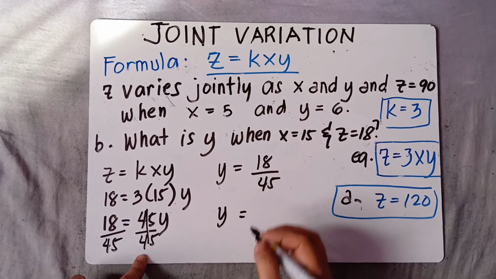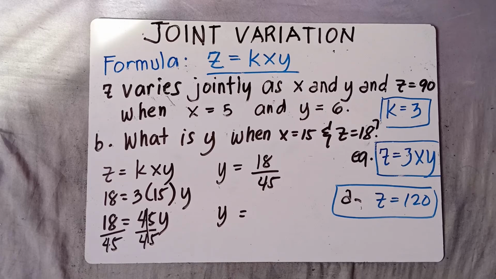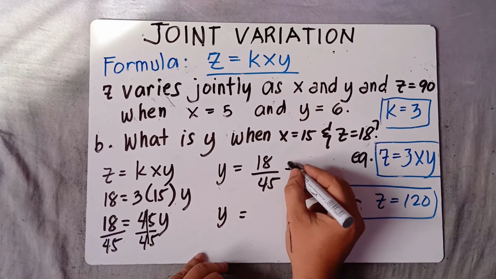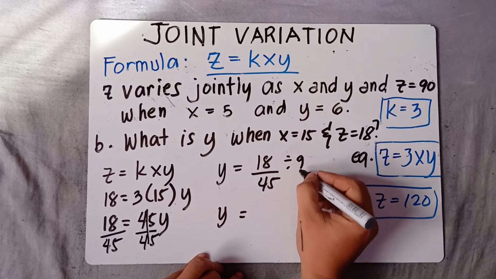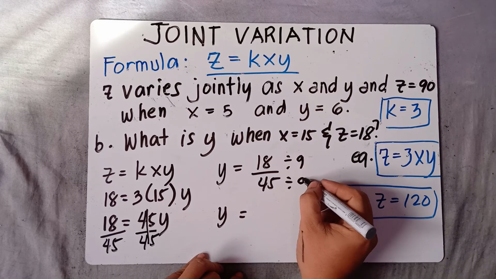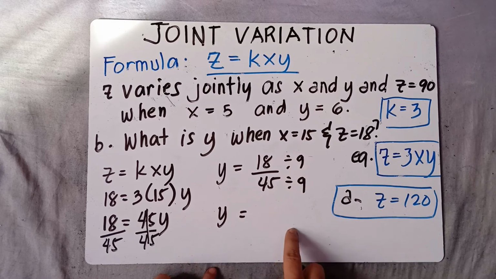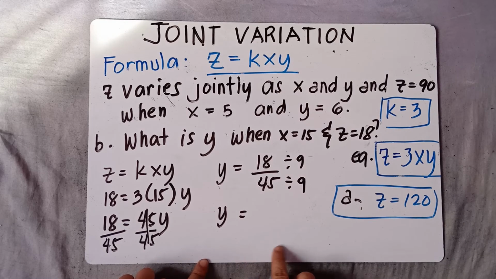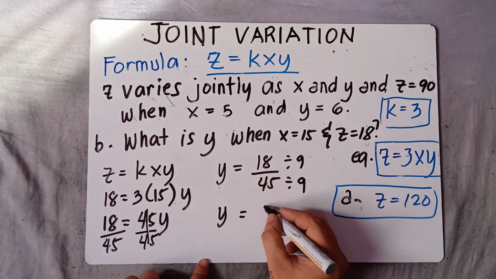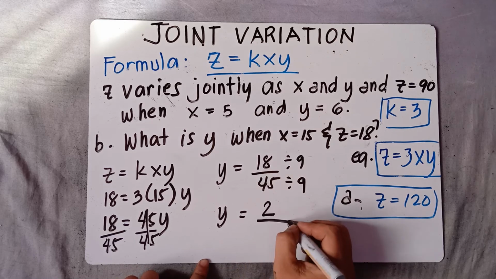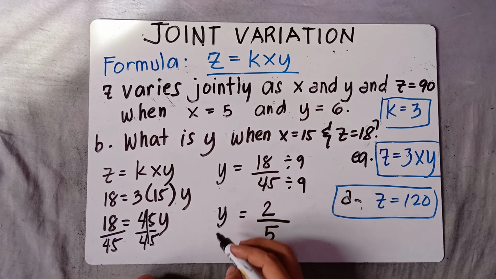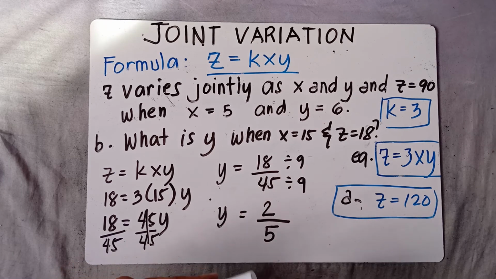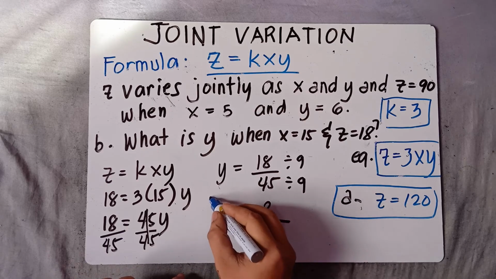Sir, can we reduce 18 and 45? Yes, we can divide it by 9. You can divide the numerator and also the denominator by 9. To reduce this into lowest terms, 18 divided by 9 is 2, and 45 divided by 9 is 5. So our answer for y would be 2 over 5.